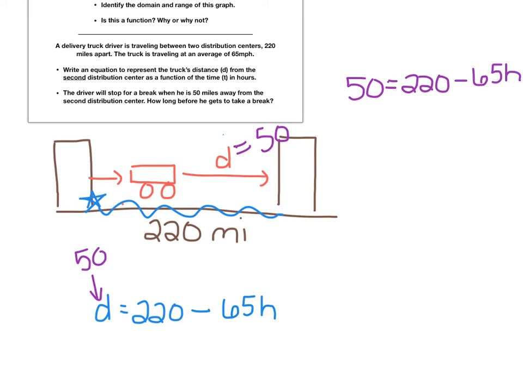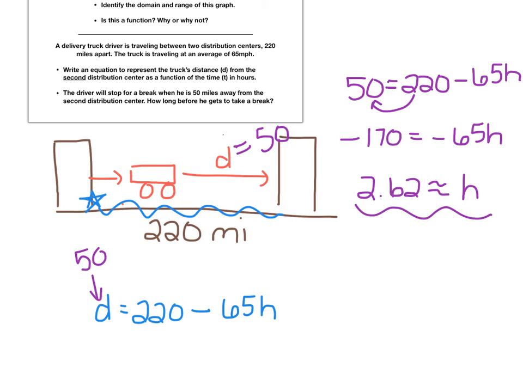All right, and then I'm going to solve this thing. So I am doing 50 minus 220 in that order, and I come up with negative 170. So that's me moving this over here. I get negative 170 equals negative 65h. Okay. And then I'm going to divide by that negative 65. And I end up with 2.6 something something. 2.62, I guess, is h. So after a little more than 2.5 hours, I get to stop to take a break. Okay, that's what I just found.